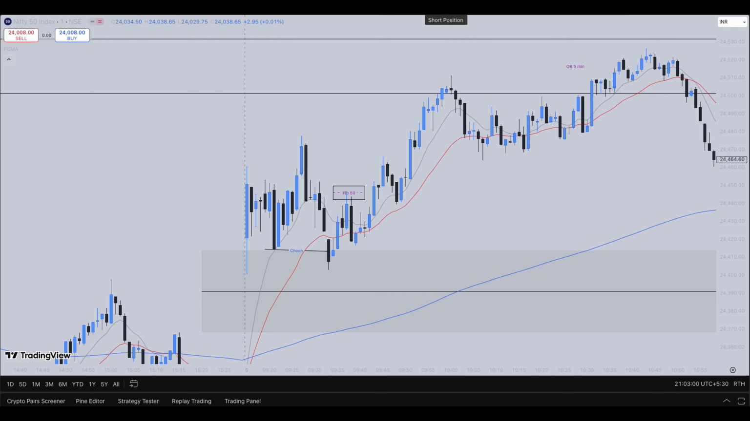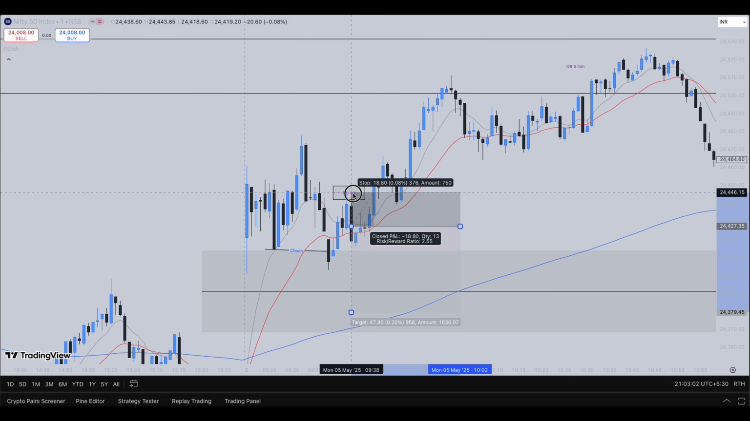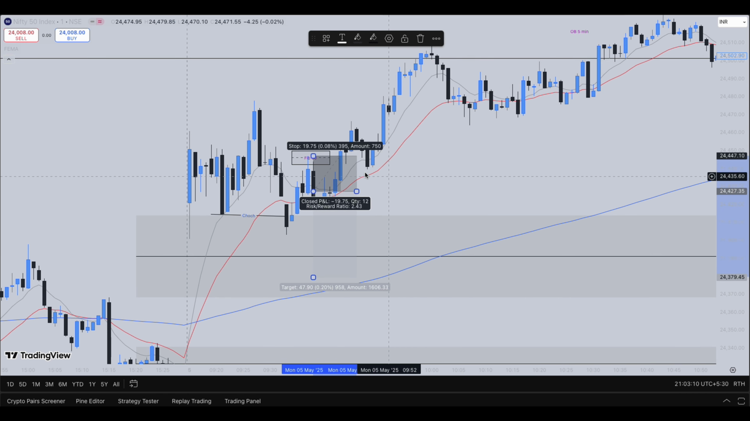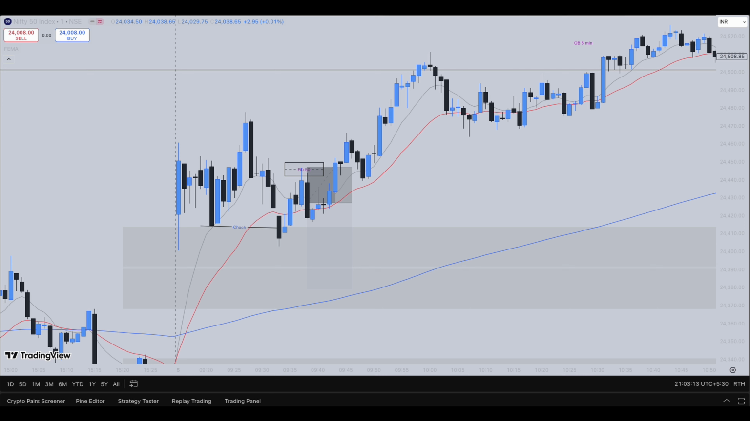So what you could have done is enter a short position here, keeping your stop loss just above this 50 level and targeting all the way towards the downside. But what happened is that the market broke structure towards the upside. You can see a clear break of structure towards the upside here.